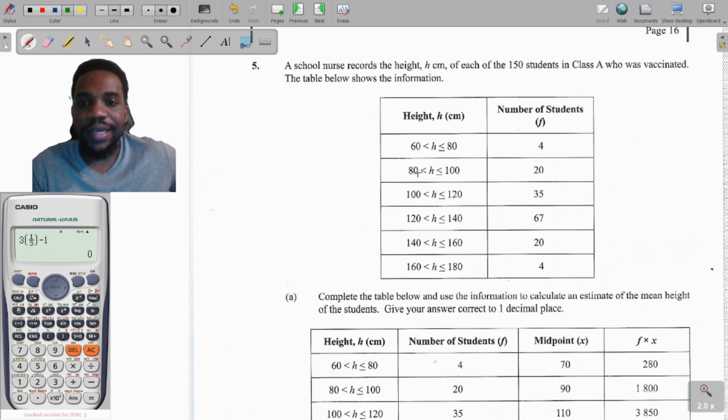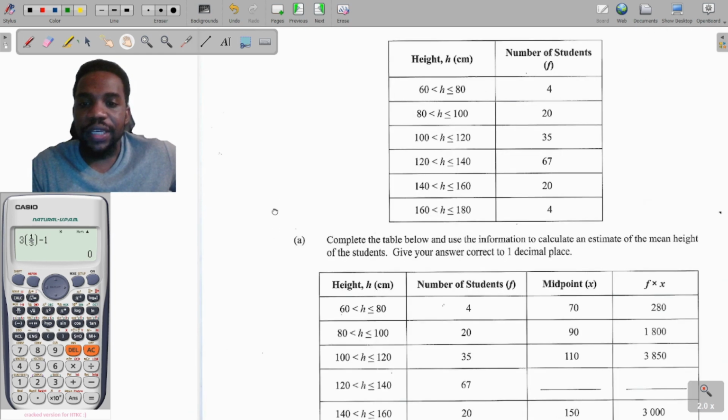Alright, so we have the height here. As you can see, we have it in a range between 60 and 80. And then we have the number of students. Now notice that this says that the height is greater than 60 but less than or equal to 80. So it can be 80. Very important to note. Alright, let's take this down.